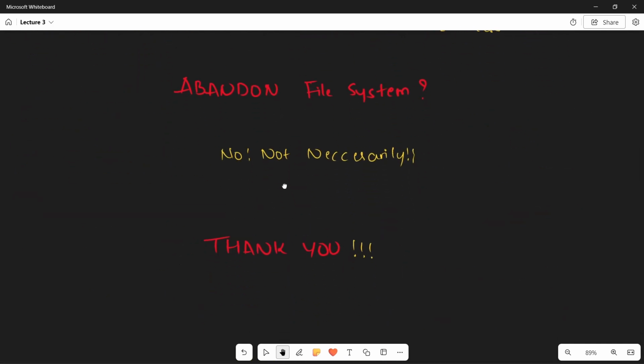So does that mean we should abandon file system completely? No, not necessarily. Traditional file systems can still be useful for some simple tasks like storing small documents or images or configuration files. But if you are dealing with large amounts of structured data or require features like security, scalability, integrity, transactions, consistency, accuracy, then DBMS is the way to go.